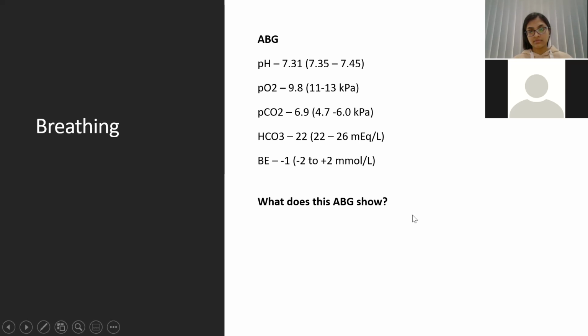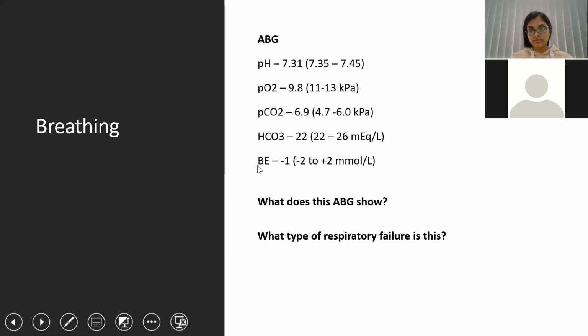The next question is, what type of respiratory failure is this? So it is actually a type 2 respiratory failure. That's because in type 2, the patient will be hypercapnic, so increase in CO2, and hypoxic, which is the case here. In type 1 respiratory failure, they would only have a low oxygen, but their CO2 should be normal.